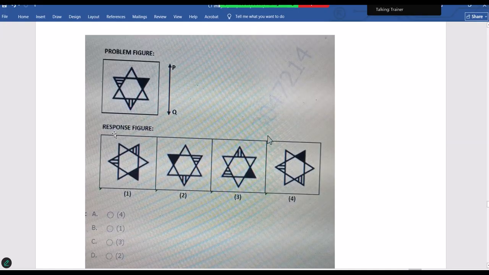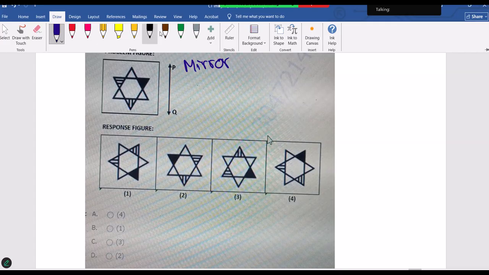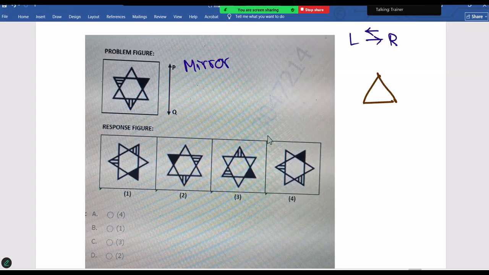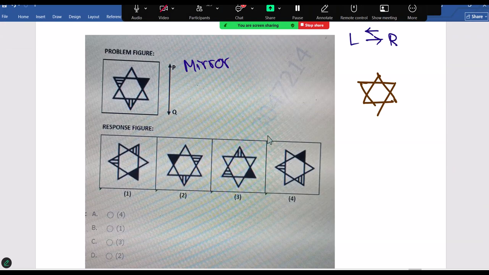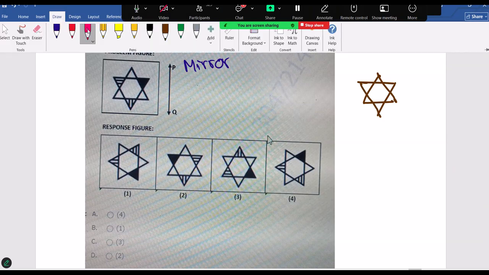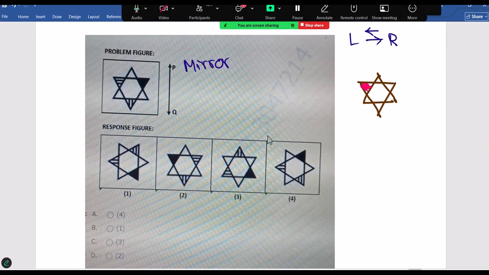Option C is correct. Now this one is a mirror image. If there is a mirror, your left should go to the right side and your right should come to the left side. Left and right will interchange. The right side shading will go to the left side. The left side horizontal lines will come to the right side. So the second one is correct. The bottom won't be disturbed. The second one is the correct answer.